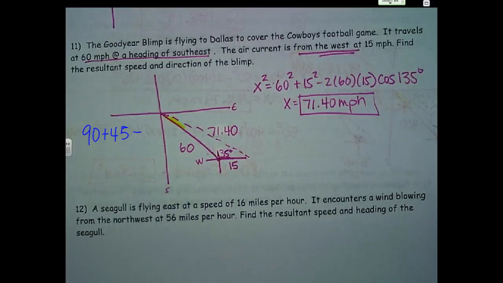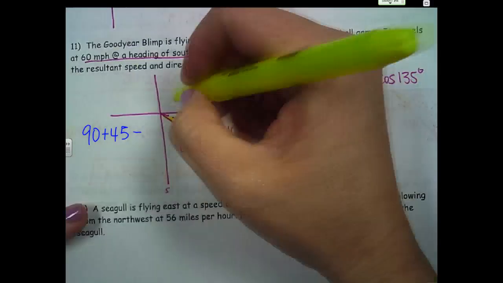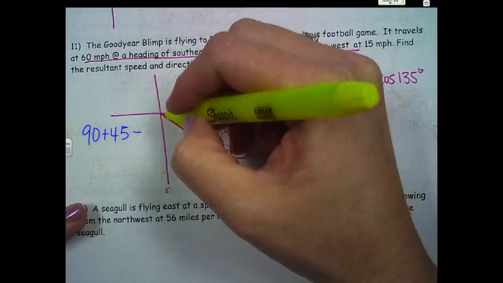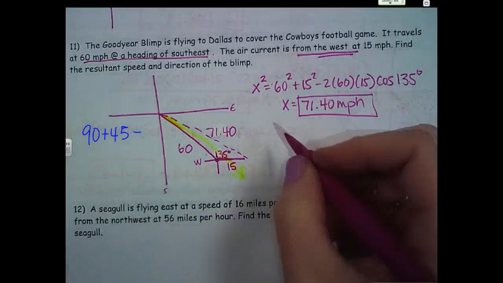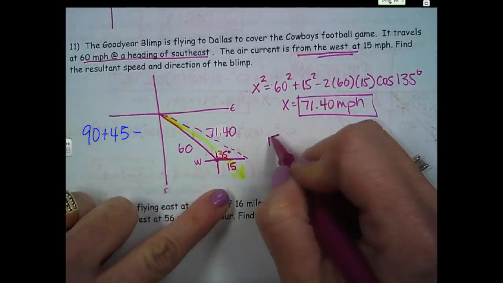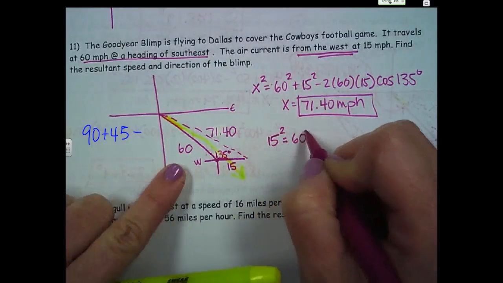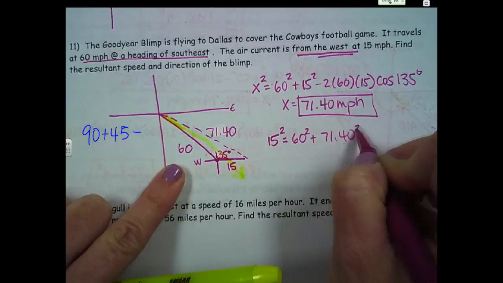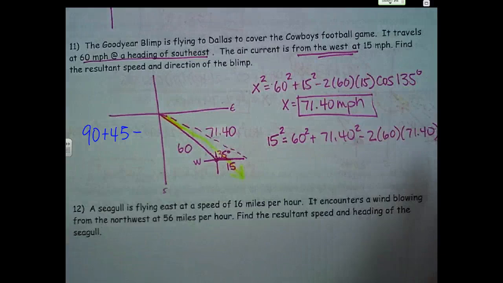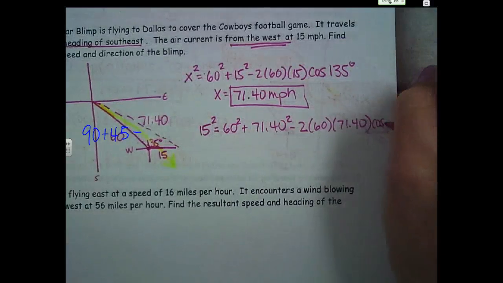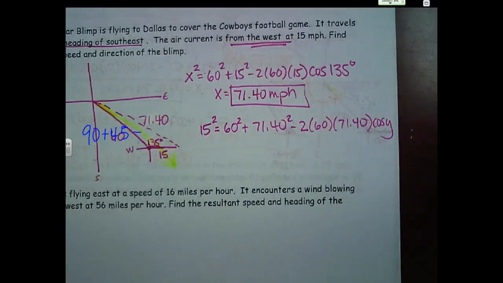Okay, find the angle. Now, like I said earlier, when you're using law of cosine, you find the two that match. Okay, the angle matches the wind. You always start with the wind. That's what's adjusted the line. So start with the wind, so 15 squared equals the other two, 60 squared plus 71.40 squared. And then cosine of y, because we don't know y. We don't know the angle.